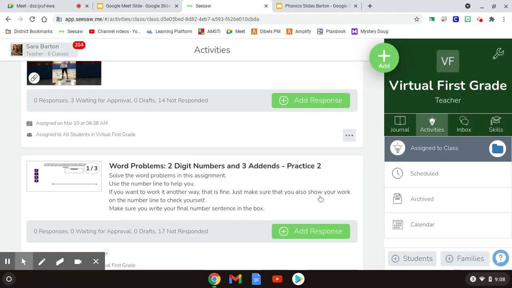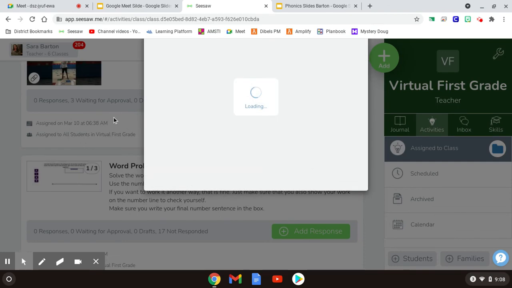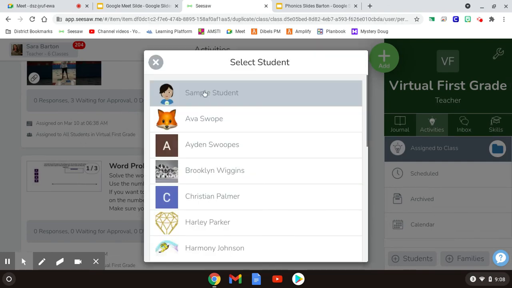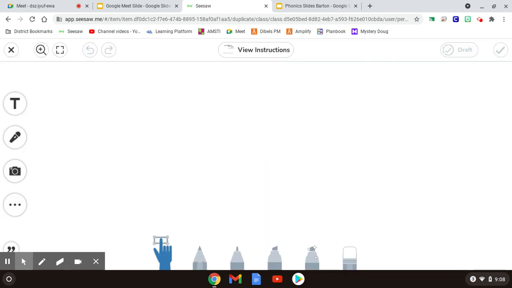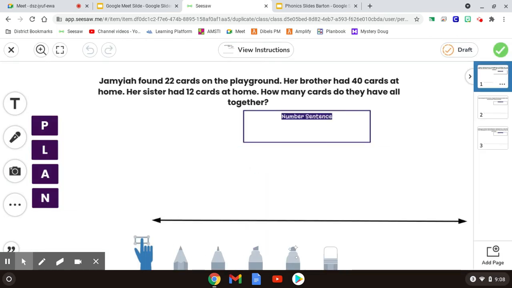So let me open it up here. Okay. It says Jemiah found 22 cards in the playground. Her brother had 40 cards at home. Her sister had 12 cards at home. So how many cards do they have all together?